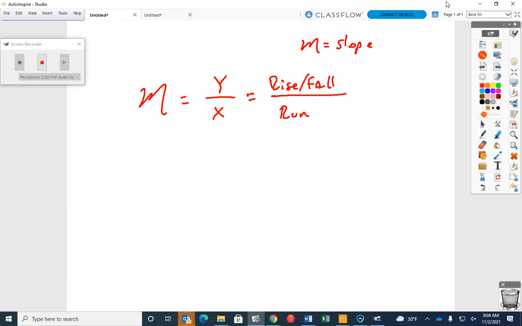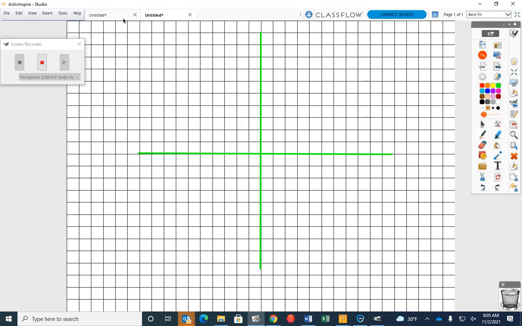So slope is expressed as a ratio. And a ratio is really a way of saying it's a what? Fraction. Okay? Are you with me? Okay. All right. So let's go back to our graph.